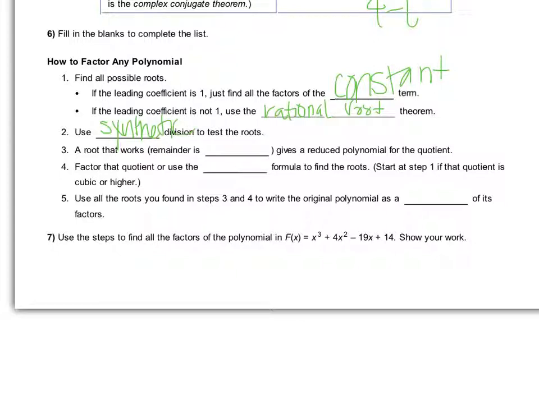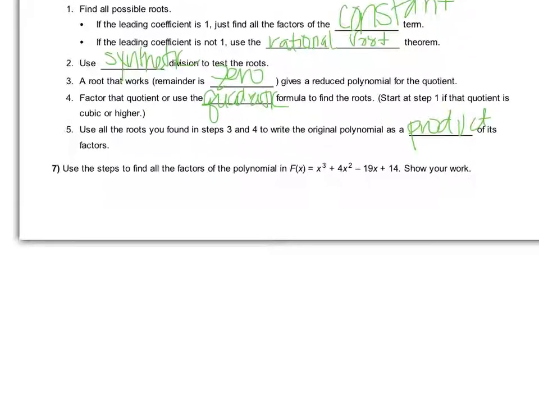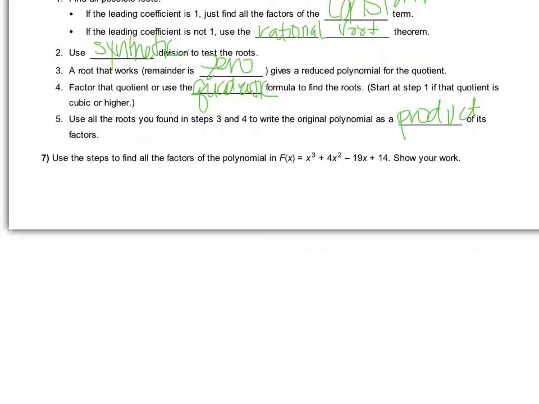A root that works, remember, is a remainder of 0, gives a reduced polynomial for the quotient. And you factor that quotient or use the quadratic formula to find the roots. And then you can use all the roots to rewrite the original polynomial as a product of its factors. So the whole point of this is that we're going to be taking polynomials like this one here, x cubed plus 4x squared minus 19x plus 14, and we're going to be factoring that like we've been factoring everything else. We're going to be breaking it down into smaller pieces.